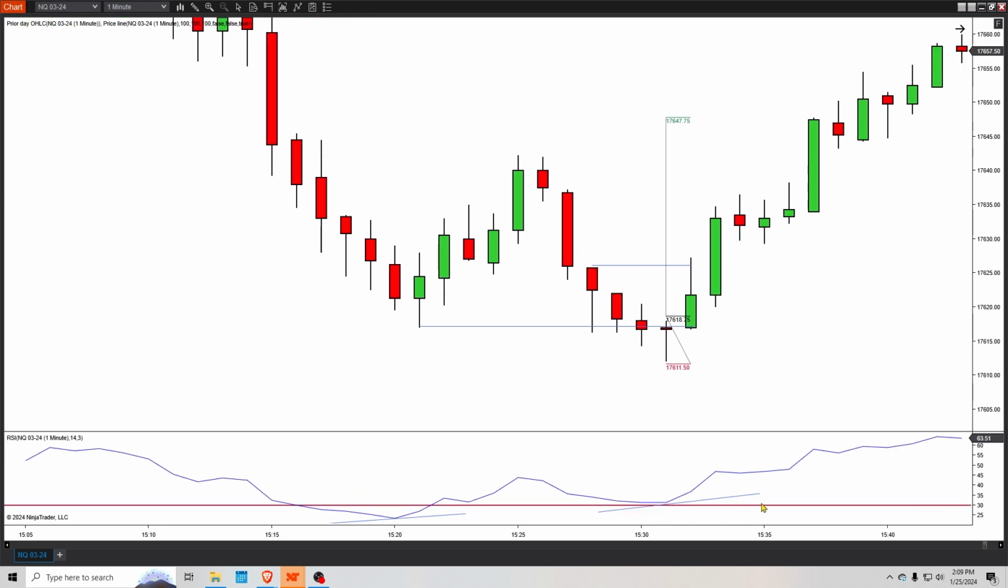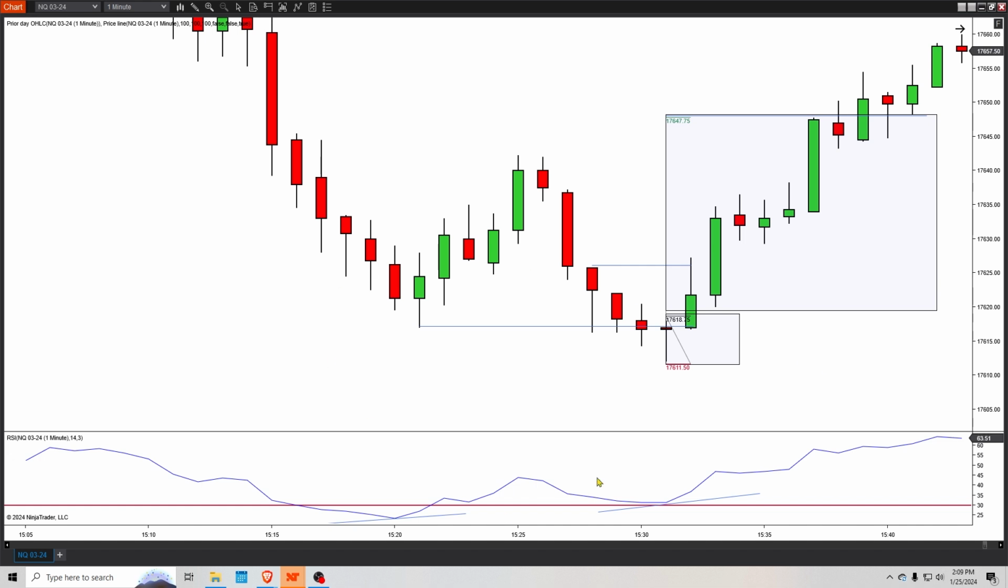And about, what is this? Yeah, about 10 minutes later, we get our 4R. And so we risked, let's see here, 18 minus 11. We have 7 points of risk, and we have our 4R trade.